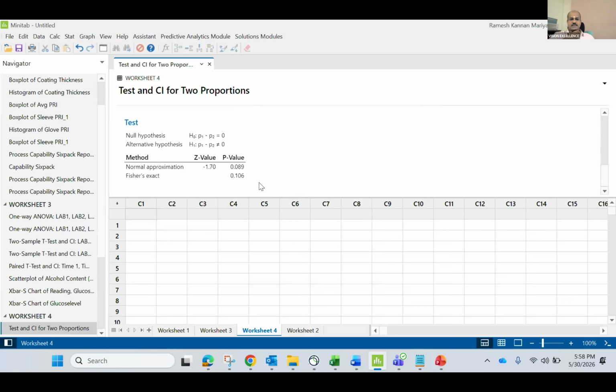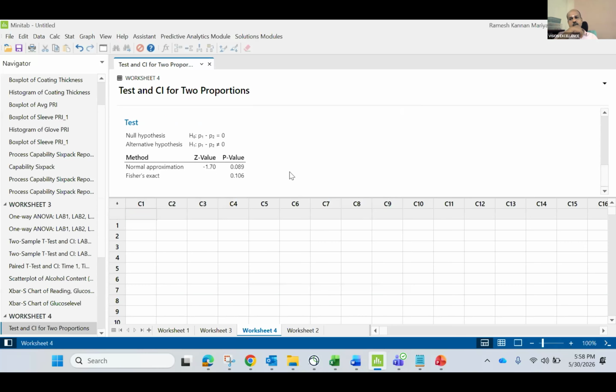So all of you are able to understand, right? See here, in statistics we follow two methods. One is the normal approximation method, another one is the Fisher test method. A different method gives a different p value. It's quite obvious. So normal approximation gives 0.08 and Fisher test gives 0.10.